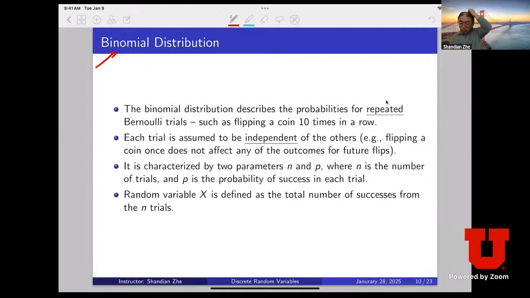So what is binomial distribution? Binomial distribution describes the probabilities of repeated Bernoulli trials, such as flipping a coin 10 times in a row. Right? And here we make a very simple assumption. We assume each trial is independent of the others. Like you flip a coin the first time, you flip a coin the second time, the result of the second time has nothing to do with the first time. Or the result of any trial is independent of all the previous trials.